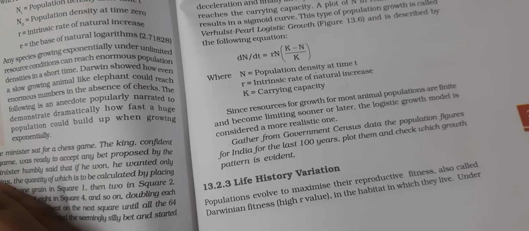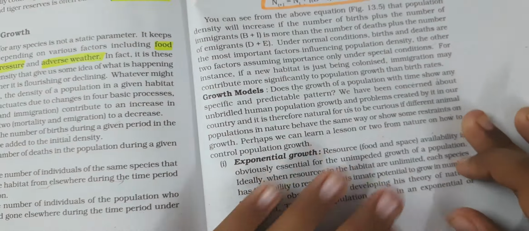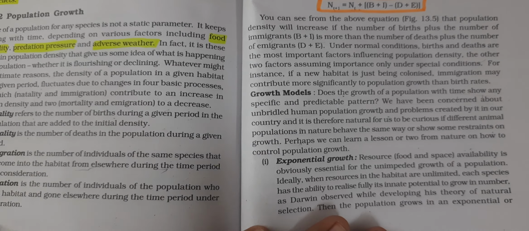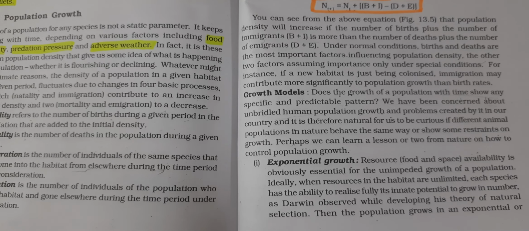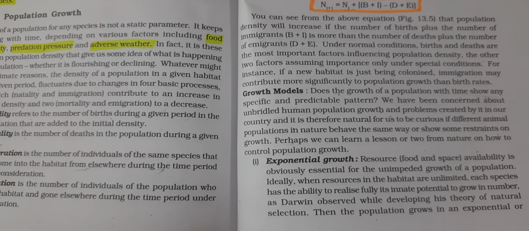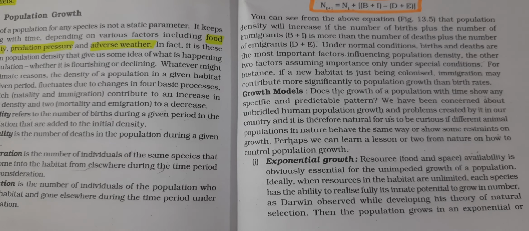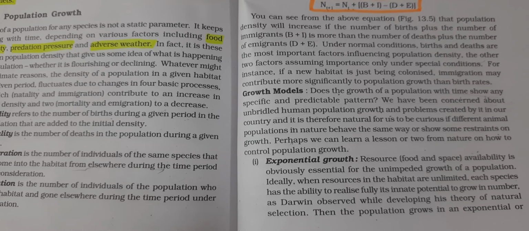So we're just checking out how the growth in different species is. Until now, what we have done is found out what can determine the size of a population. Then we learned four terms, and then we found a formula. Then we saw the growth model, how the growth of a population with time shows a specific and predictable pattern.